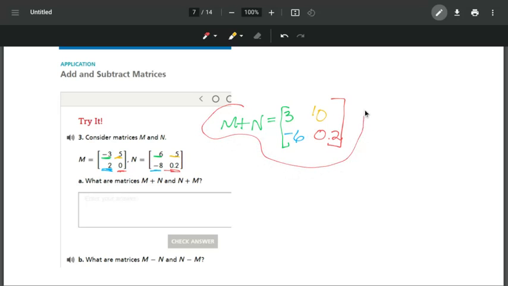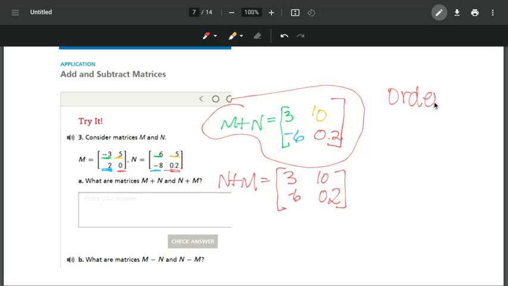So there's M plus N. Now, if I were to do this the other way, N plus M, would I get the same thing? Start here and go there. -6 plus -3 is still 3. 5 plus 5 is still 10. -8 plus 2 is still -6. And then 0.2 plus 0 is 0.2. So does the order matter with addition? No. Order does not matter with addition. The order of the matrices does not matter.